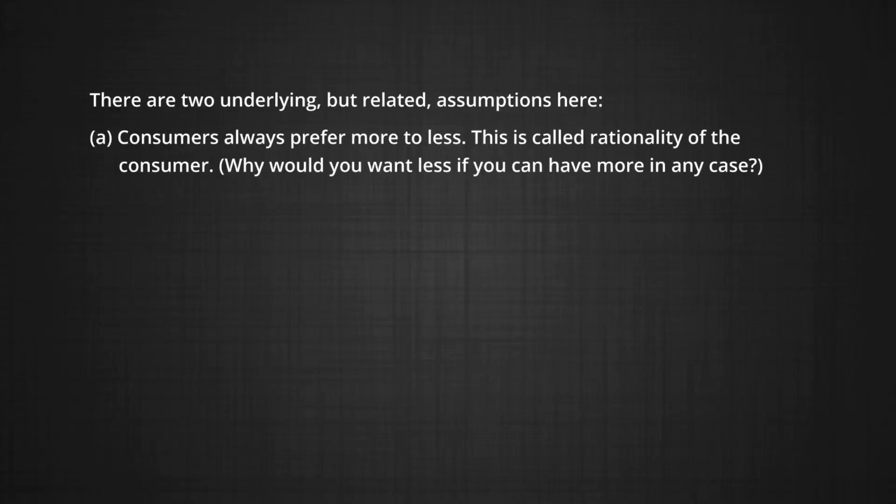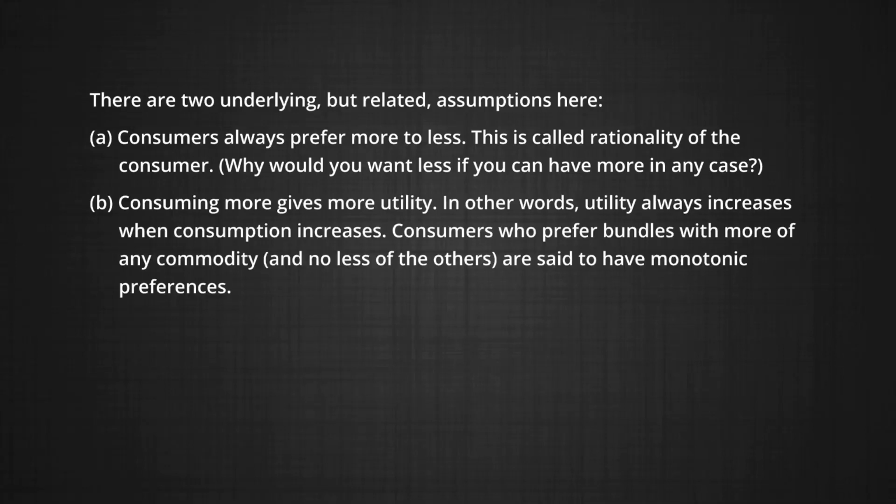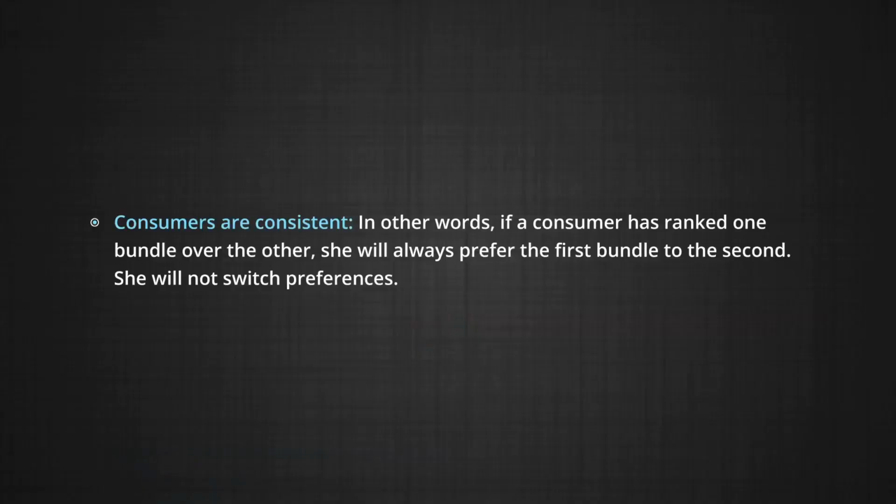A. Consumers always prefer more to less. This is called rationality of the consumer. Why would you want less if you can have more in any case? B. The second assumption is that consuming more gives me more utility. In other words, utility always increases when consumption increases. Consumers who prefer bundles with more of any commodity and no less of the other are said to be having monotonic preferences.